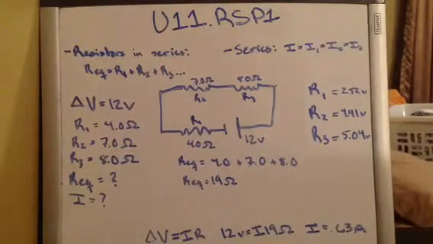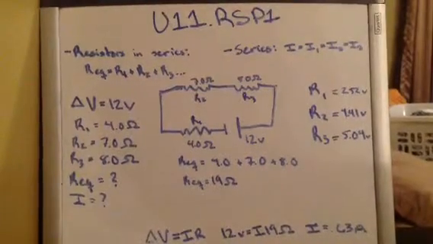Alright, this is Unit 11, Direct Current Circuits, subunit resistors in series and in parallel. In this video I will be calculating the equivalent resistance for a circuit of resistors in series and finding the current and potential difference across each resistor in the circuit.